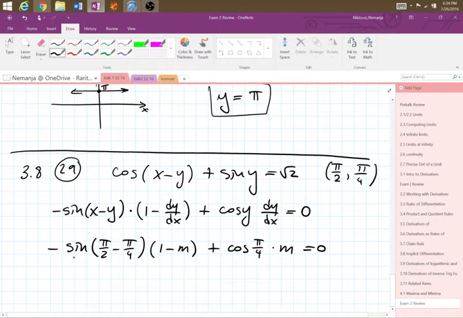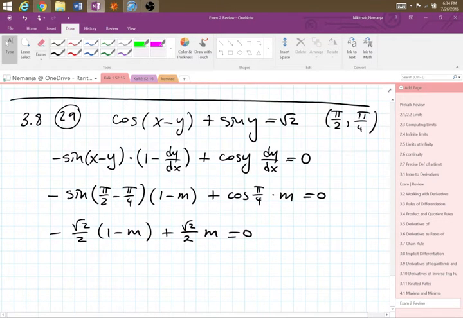So sine of pi over 2 minus pi over 4 is sine of pi over 4, which is root 2 over 2. And then we have 1 minus m, plus cosine of pi over 4, which is also root 2 over 2, times m, is equal to 0. Distribute: minus root 2 over 2 plus root 2 over 2 m plus root 2 over 2 m is equal to 0.